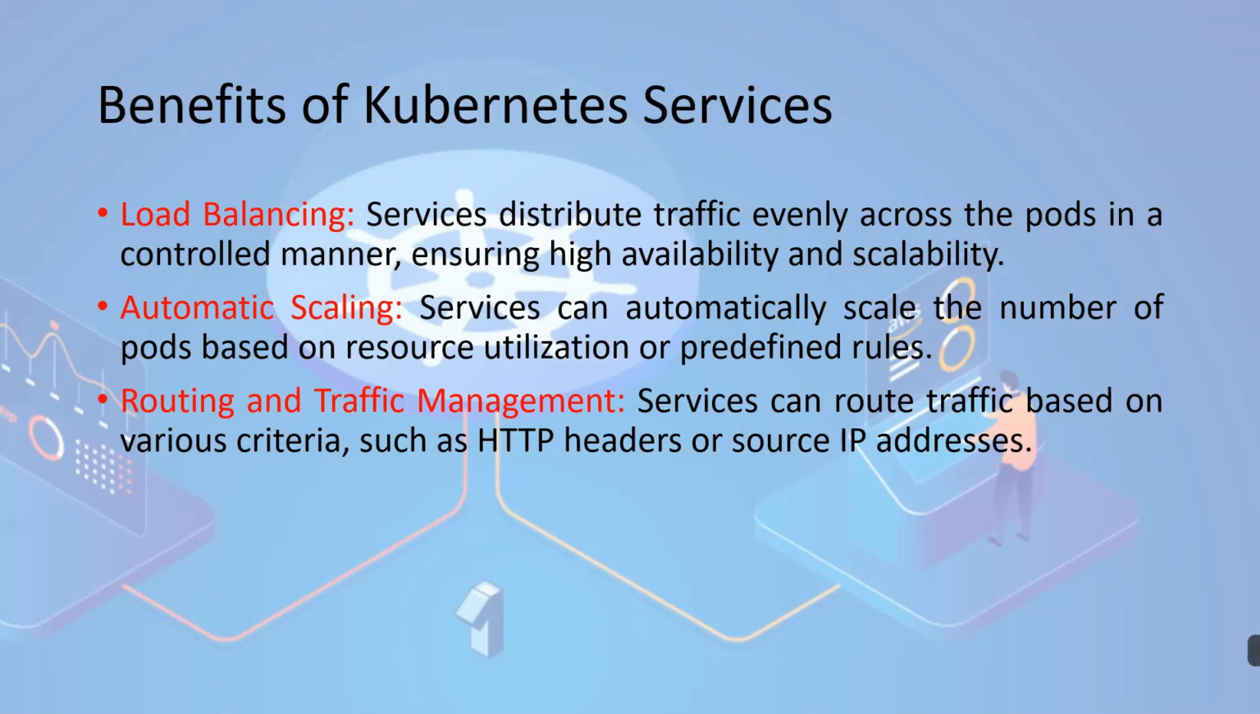The next benefit of Kubernetes service is that it provides load balancing. Service distributes the traffic evenly across the pods in a controlled manner, ensuring high availability and scalability. Automatic scaling: service can automatically scale the number of pods based on resource utilization or predicted load. Routing and traffic management: service can route traffic based on various criteria such as HTTP headers, ports, or IP addresses.